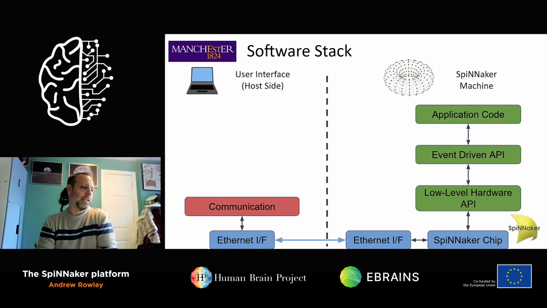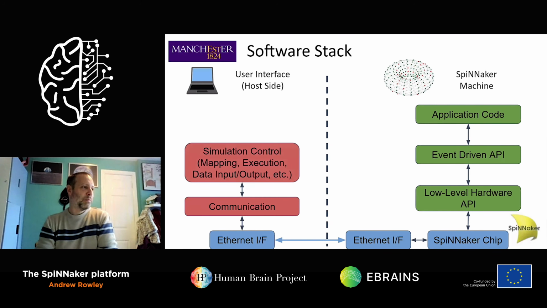If we then go to the Python side, on top of the Ethernet interface, we have a communication layer, and this basically allows you to communicate with the chip on the other side. And as I said, mostly with the monitor core, which then allows you to access all the rest of the chip. We then have simulation control, which runs on top of this. Having spoken to the machine and discovered what it looks like, we can then map a problem onto the machine, control the execution, and do data input and output from the machine, so we can load problems onto the machine, let them execute, and then get back results.